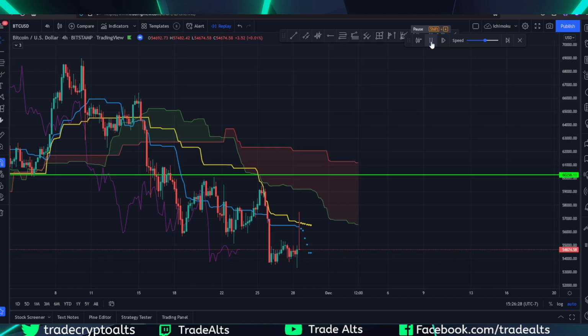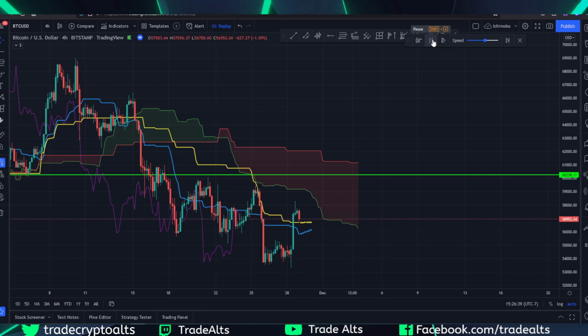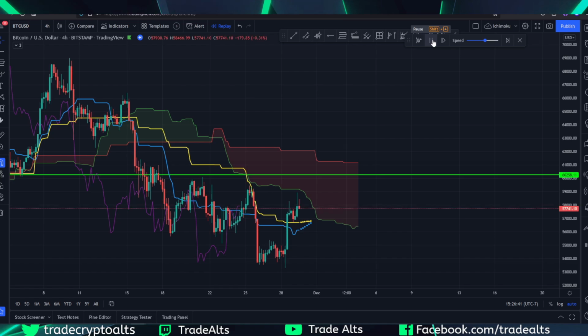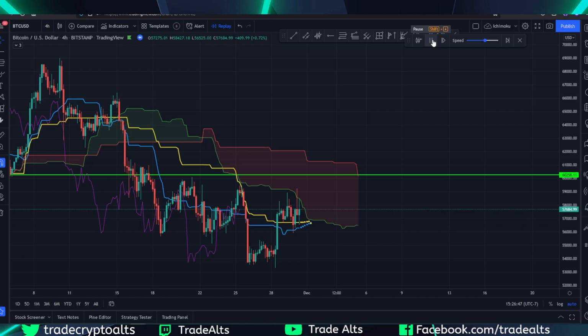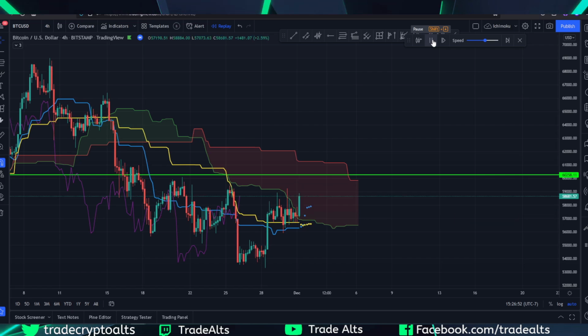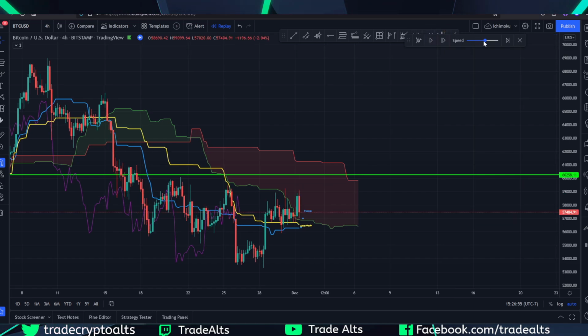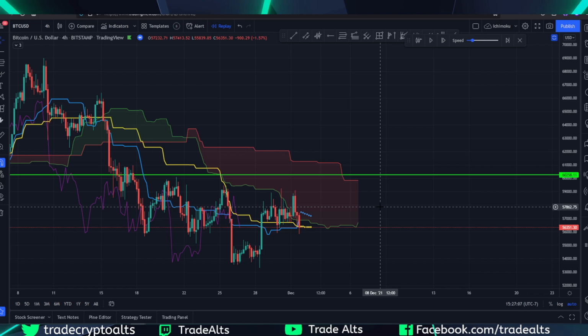Now your Tenkan and Kijun are very close to each other. Obviously had this big spike up, so just waiting on that cross. I'm going to slow it down just because it looks like we might get that cross. Okay, so there is your cross.